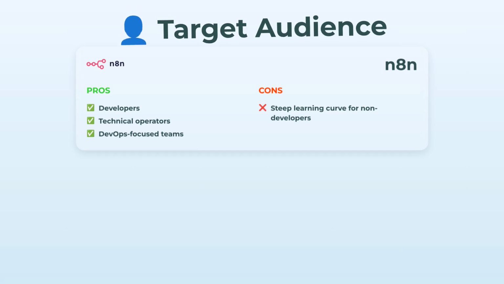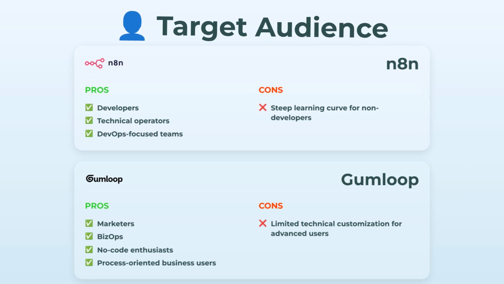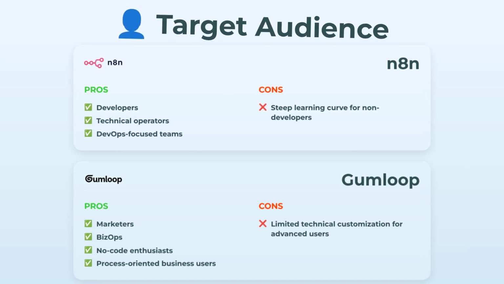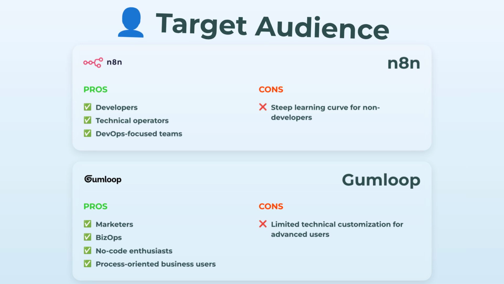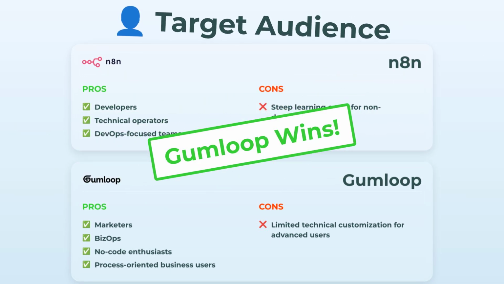Now, Gumloop flips the script. It's all about enabling marketers, business ops, and anyone who calls themselves a no-code enthusiast. Like if you want to automate a process and don't want to touch any code, Gumloop is just way friendlier. Of course, hardcore techies might be like, where's my low-level customization? But for regular folks, honestly, it's a breeze. So for target audience, Gumloop takes this one.